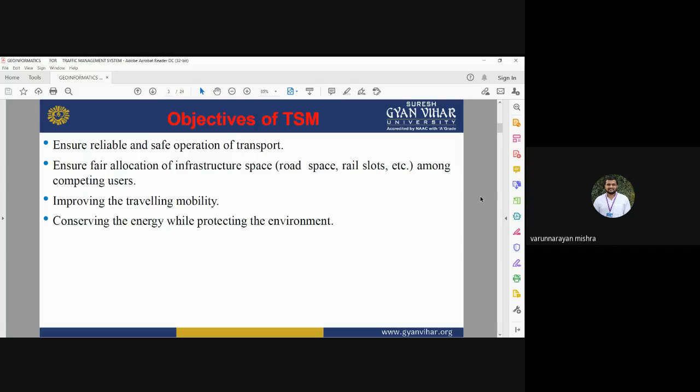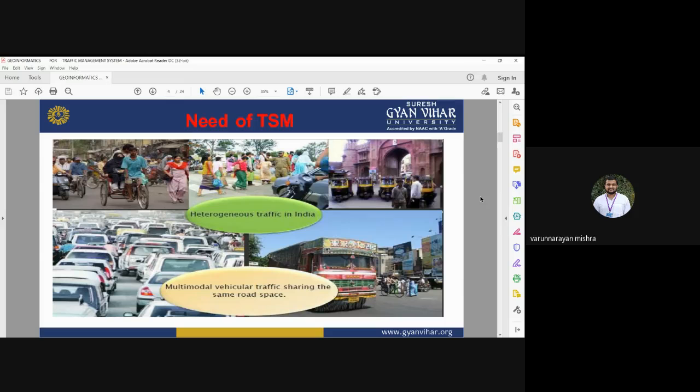Okay, so what is the need of traffic system management? Because in India, traffic is heterogeneous. It is not the same in every city. Each and every city in India has heterogeneous traffic. So we also have multimodal vehicular traffic sharing the same road space. We have to adopt multimodal vehicular traffic sharing the same road space, because India has heterogeneous traffic. So depending on the need of the local traffic problem, we need to use multimodal vehicular traffic that can share the same road space.